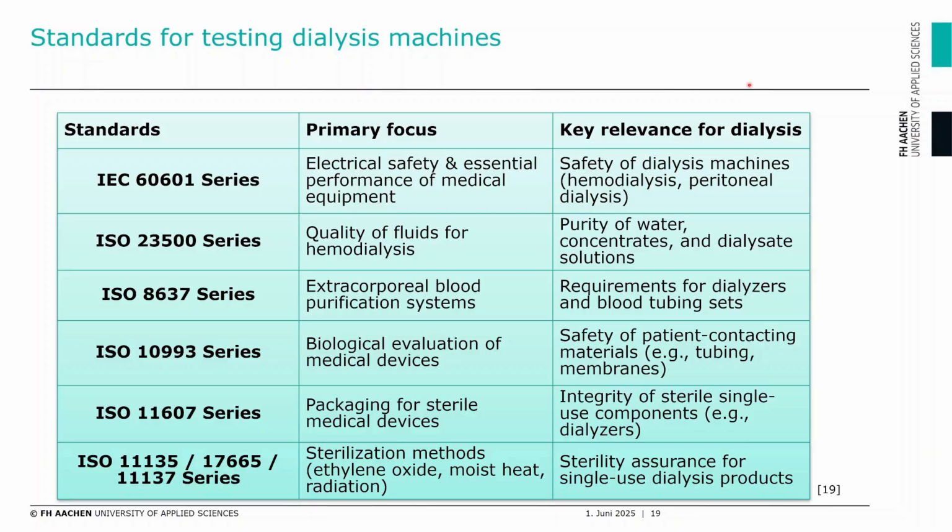ISO 10993 is about material safety. It tests if the parts that touch the patient, like membranes or tubing, are safe for the body. ISO 1167 is for packaging. It makes sure that the single-use parts stay sterile until they are used. Finally, we have sterilization standards ISO 11135, ISO 17665, and ISO 11137. They make sure dialysis products are properly sterilized and safe to use.